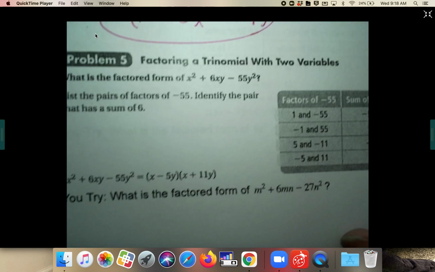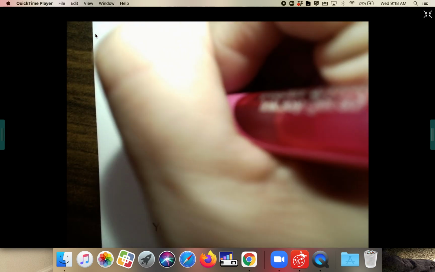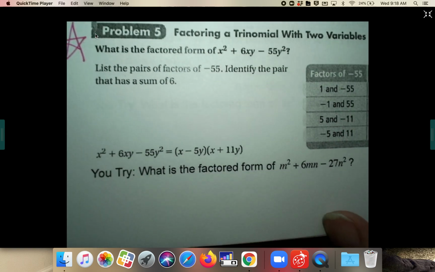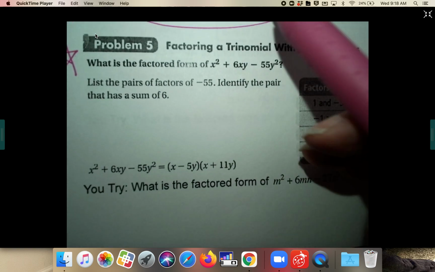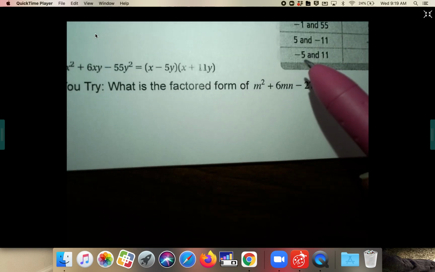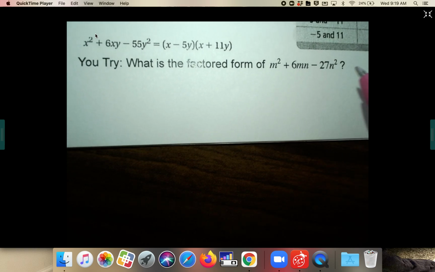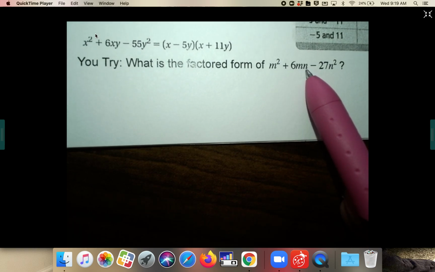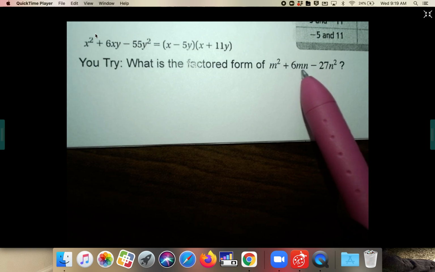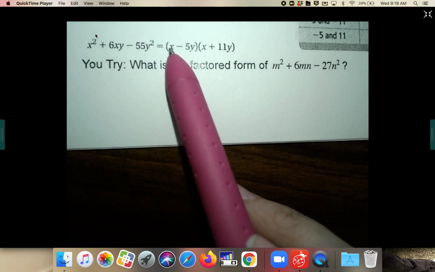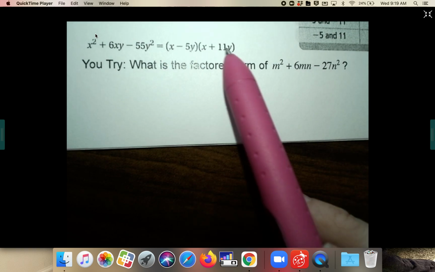Okay, and then the very last one, this is more of a challenge. I don't think we'll assess you on this, but it's still good practice. So I'm going to skip the example. You can look at it if you want, but I'm going to go straight down to the you try. This is when you happen to have two different variables, an m and an n. But it's not trickier. It just means you're going to start with one of them and have the other one at the end of it.